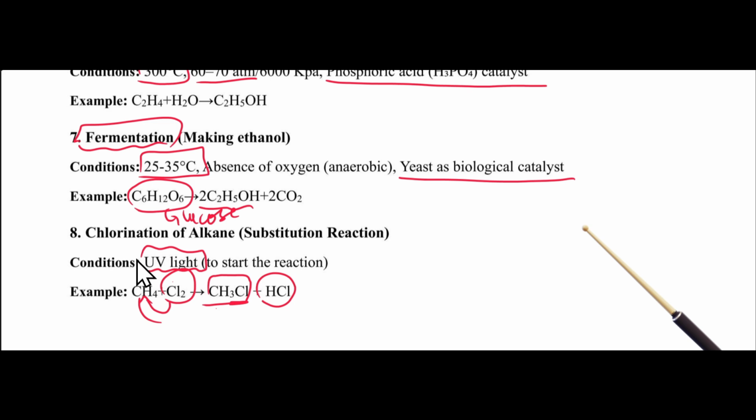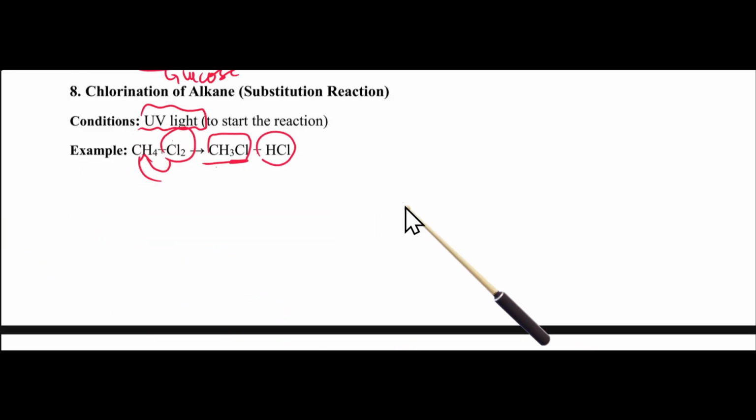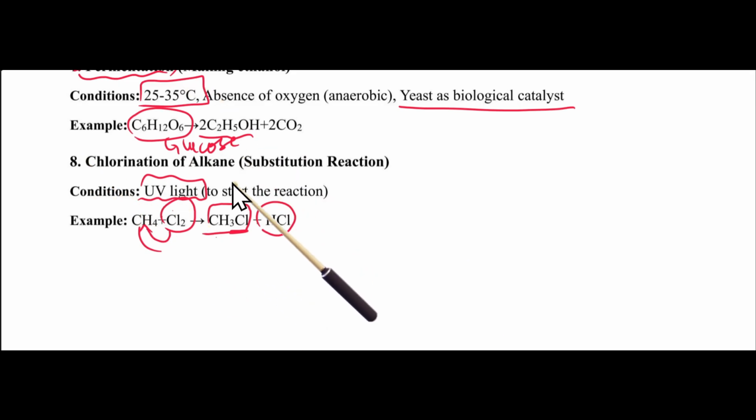So this is actually a photochemical reaction. What is a photochemical reaction? That needs UV light or sunlight to take place. So chlorination of alkane is actually a photochemical reaction. It can also be bromination of alkane, then still you need the UV light. So chlorination of alkane is a substitution reaction. Why substitution reaction? Because one hydrogen has been replaced by chlorine, right?